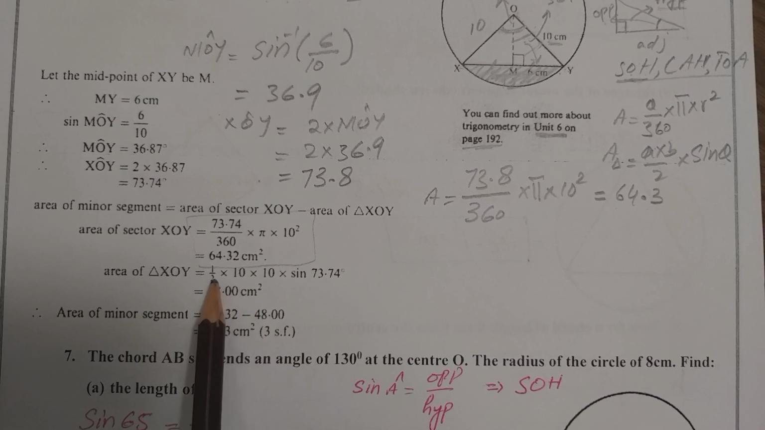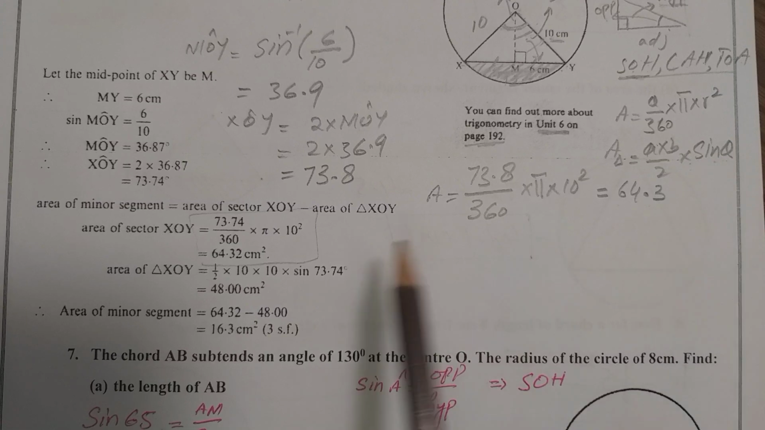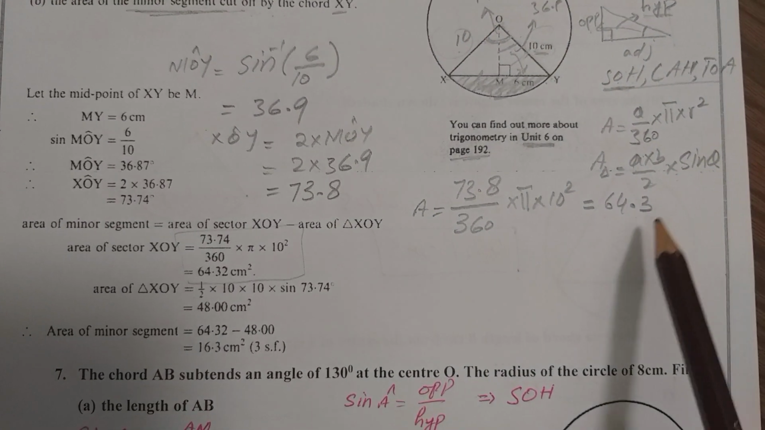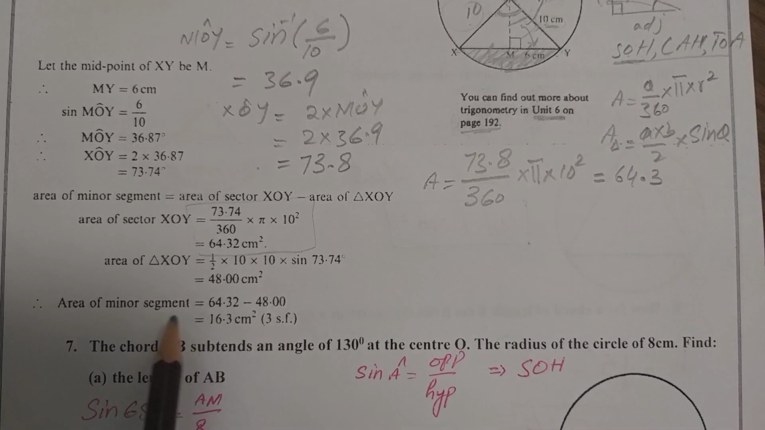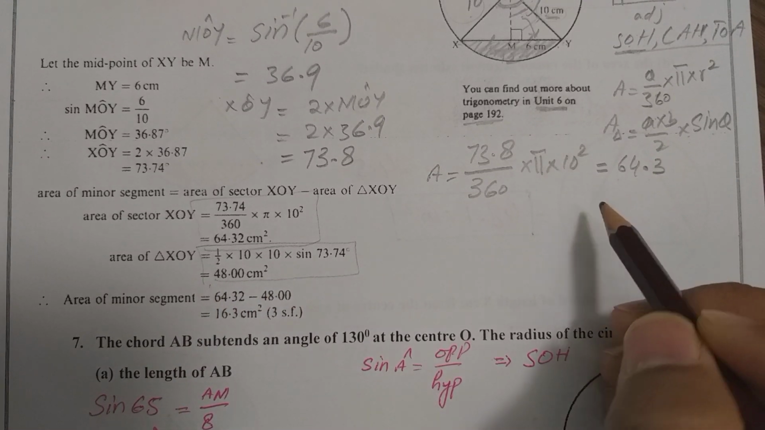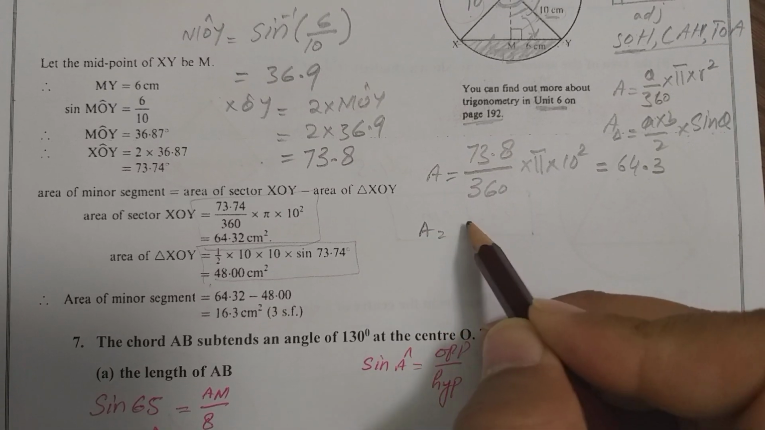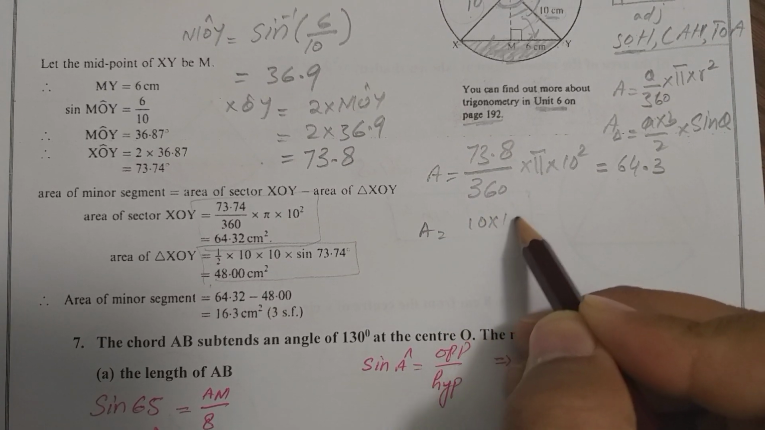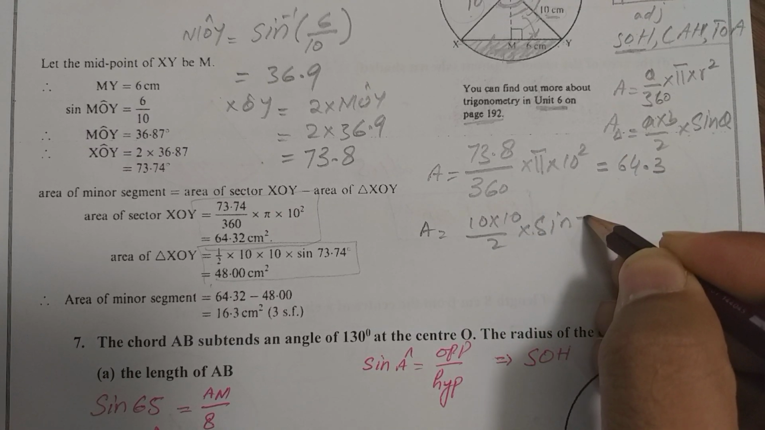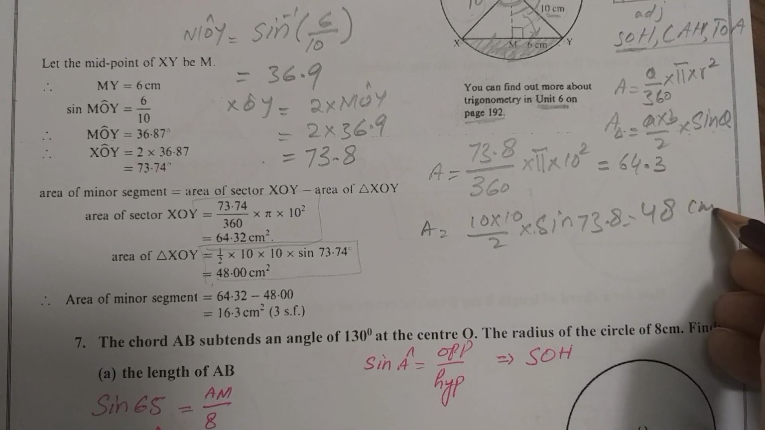So same, you can find the area of the triangle using the formula a times b over 2 times sine theta. So just substitute, because a is 10, b also 10, so you can put in the information and you can find the answer. Here we found the solution of that, which is approximately 48. So area of triangle, after simplify, 10 times 10 divided by 2 times sine 73.8, after simplify you find the answer 48 centimeter square.